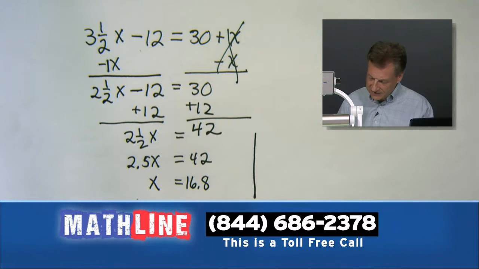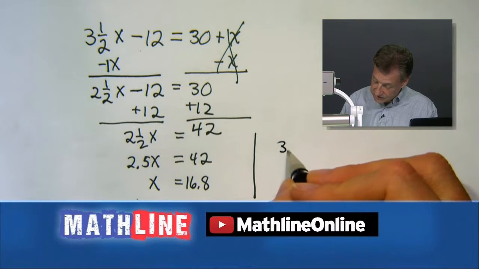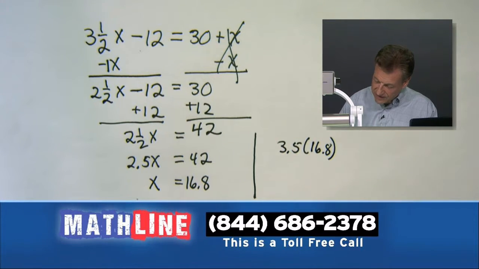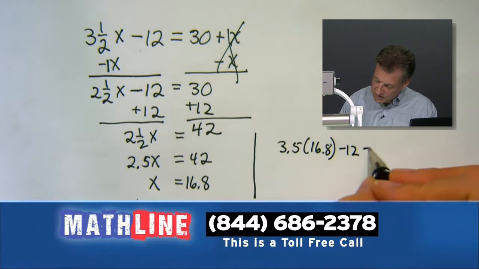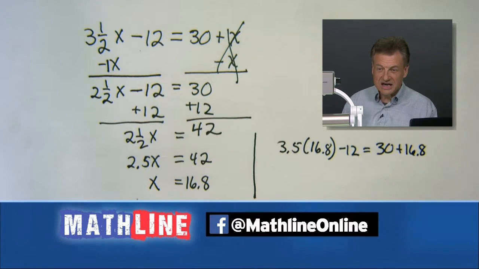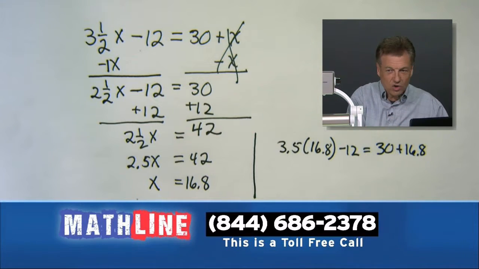But let's see if it works out in our grand scheme. It should check, all right? So let's go ahead and make a decimal out of that. We're going to take 16 and 8/10 right there. We're going to subtract 12, and we're going to see if we get 30 plus 16 and 8/10. And did I stay on the page? I stayed on the page. Yay. All right, so quick check on this.